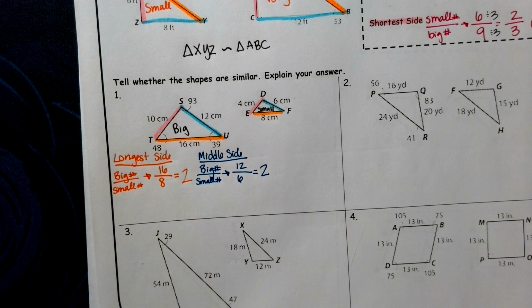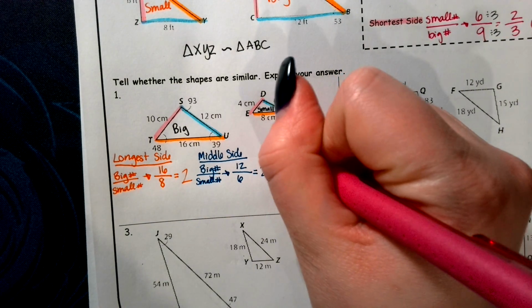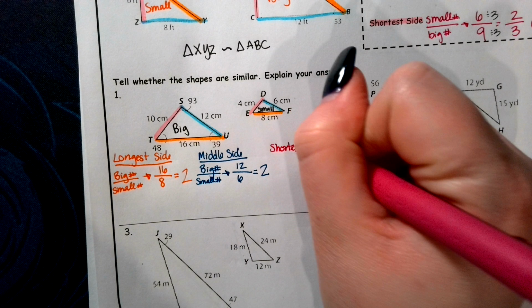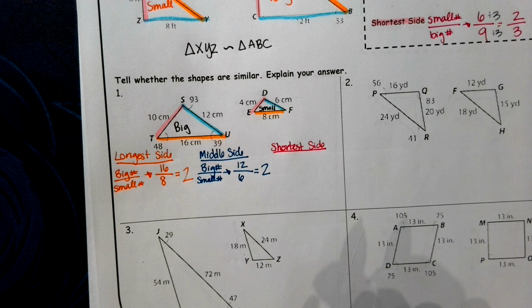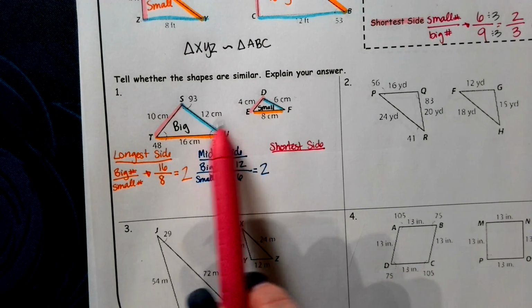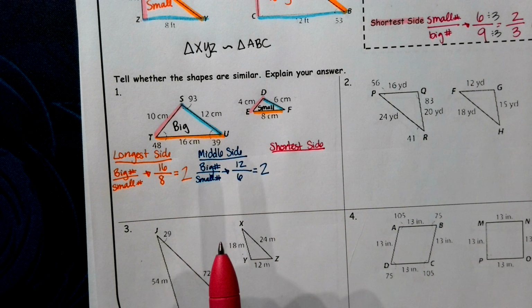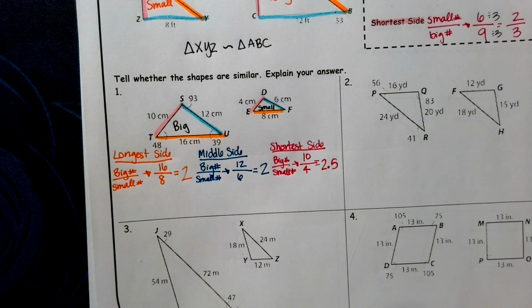One more. We got our shortest side. Go ahead, pause the video, set this one up on your own and tell me if these are proportional. Similar figures, are they proportional to each other? You should have done 10 over 4, which simplifies to 2.5.